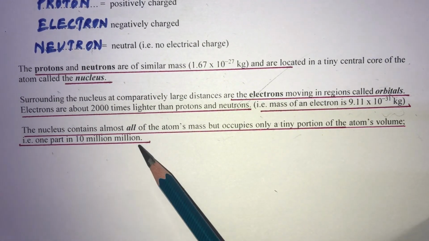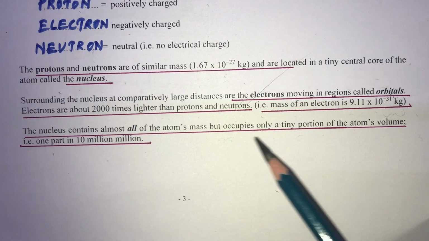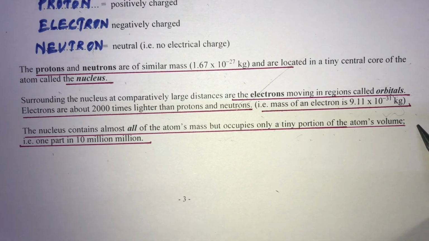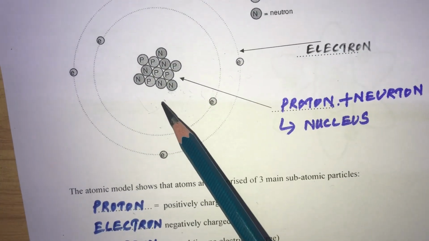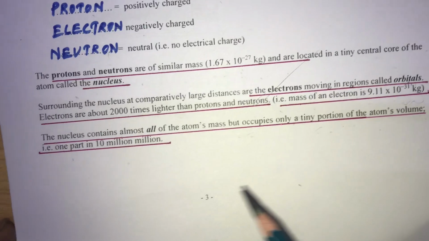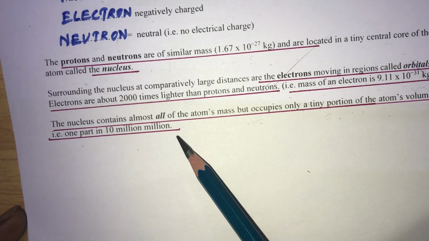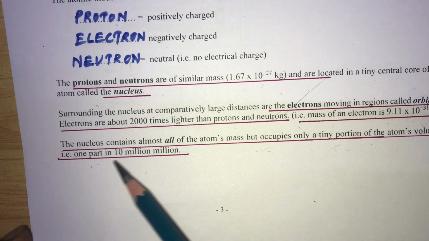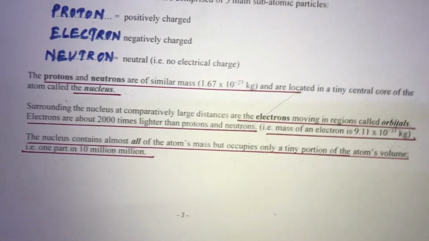The nucleus contains almost all the atomic mass but occupies only a tiny portion of the atom's volume. So the nucleus occupies a tiny portion of the atomic volume, 1 part in 10 million. That is, the portion of the nucleus is 1 part in 10 million.